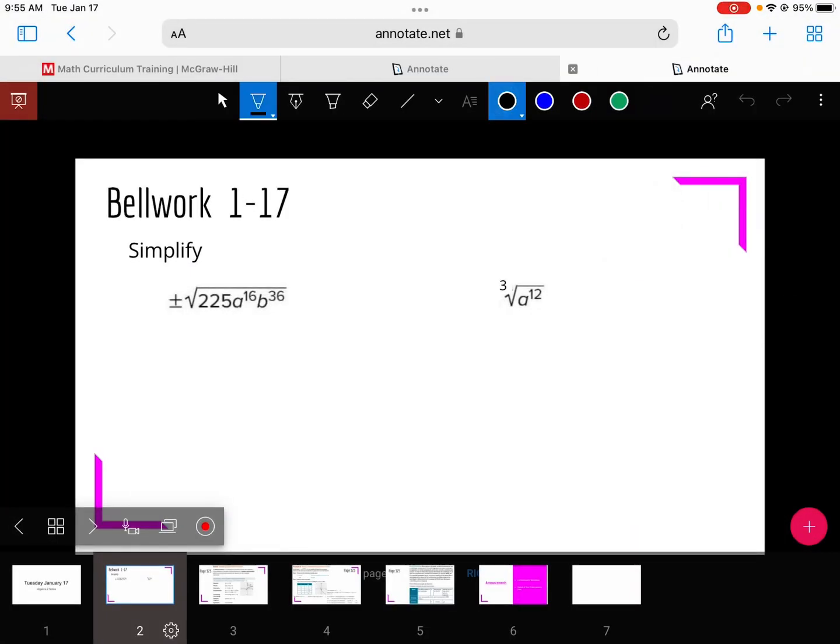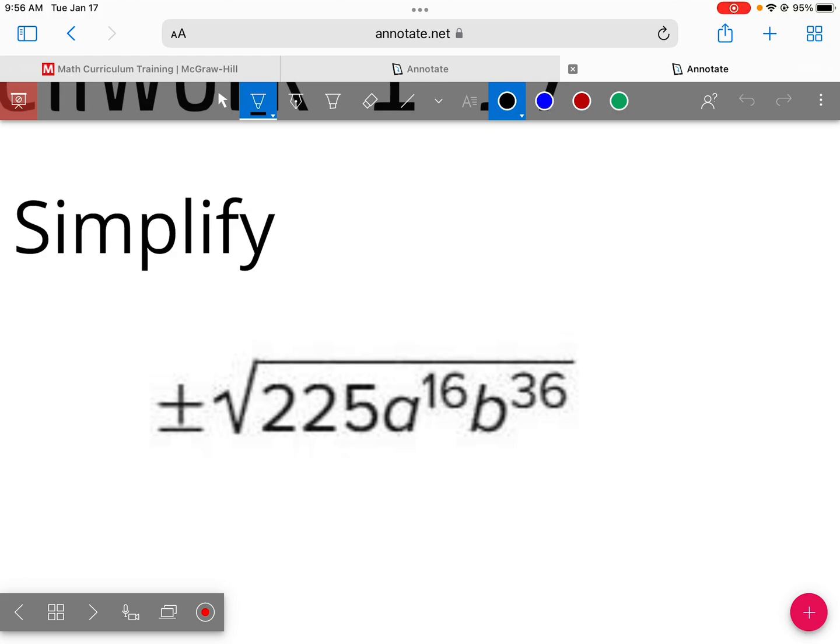Talking through this spell work. So on the first one on the left, what is my index? Index of 2.